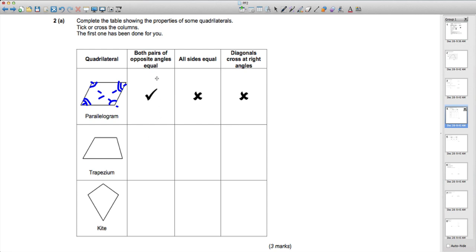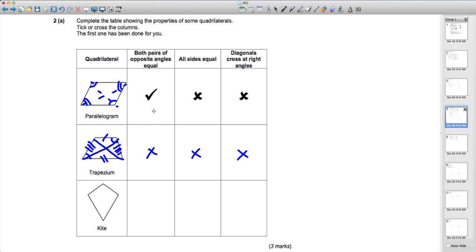Both pairs of opposite angles are equal. Is that angle equal to that angle? Well, no. Are all sides equal? That side and that side are not equal, and that side are certainly not equal, so no. Do the diagonals cross at right angles? No, there's no reason why they should. That works in a square, but there shouldn't be any reason why that works in a trapezium, so no.